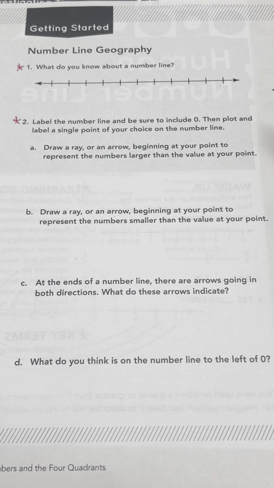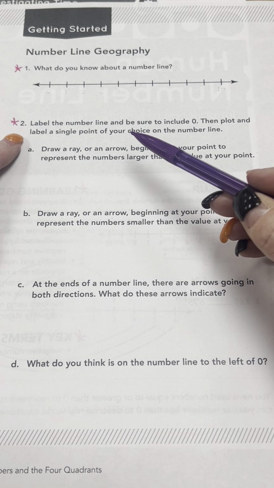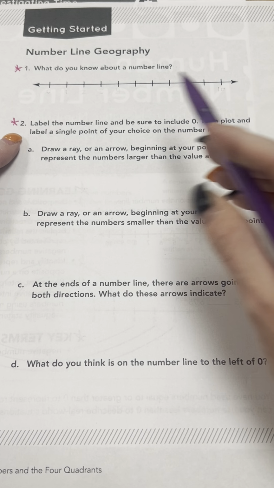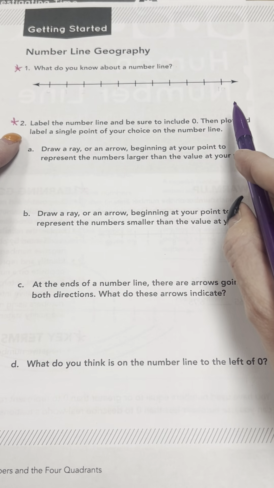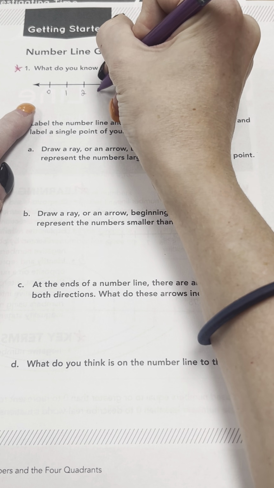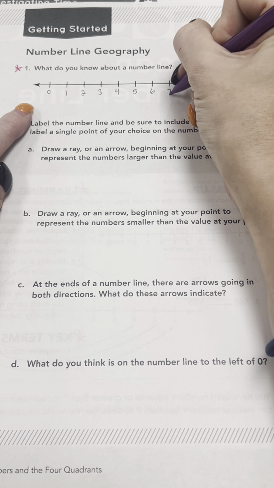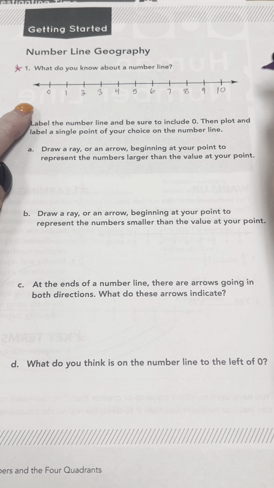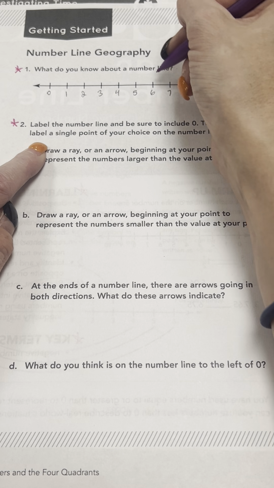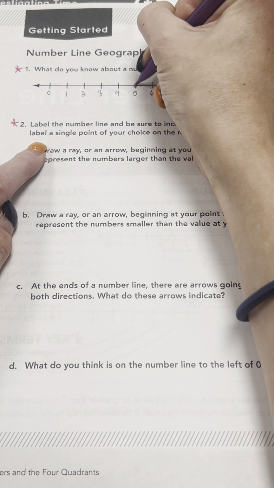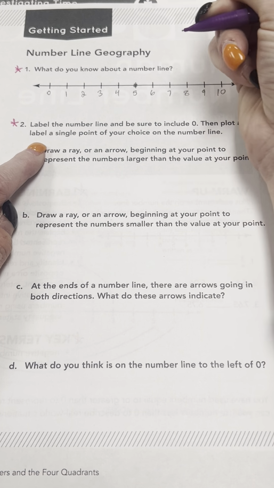So going on to number 2, it says, label the number line and be sure to include 0. So I'm going to take this number line here and I'm going to label it. I'm going to go ahead and start with 0 with what we know. We know that the numbers go in order from 0 and beyond. So it's going to just keep going. In this case, I can go up to 10. Then it says, plot and label a single point of your choice on a number line. I'm going to go ahead and pick 5 on the number line here. That's going to be my point.